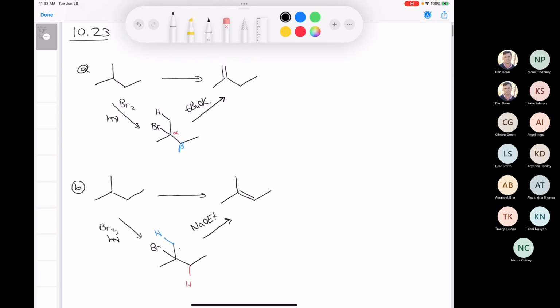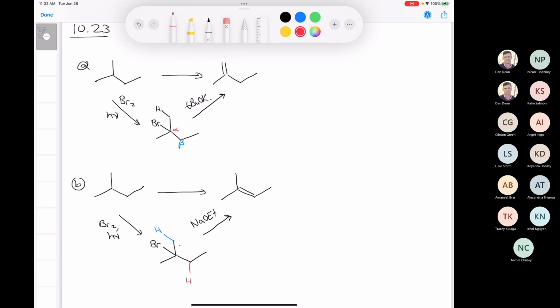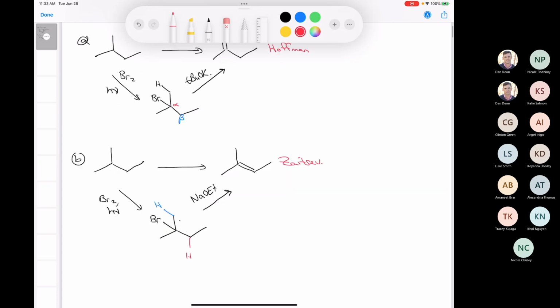So what we did in the first two problems is we looked at taking that starting material and making the Hofmann alkene and making the Zaitsev alkene. This is really cool because we were able to control the regioselectivity of where we wanted to put that double bond. We put it in the place that we want using the correct choice of base. All right, let's try another one.